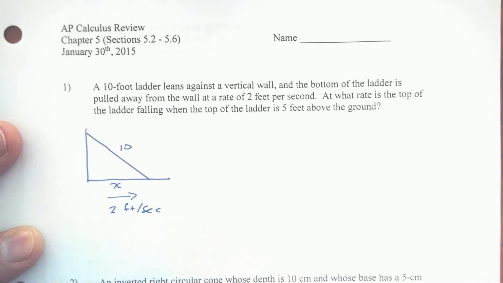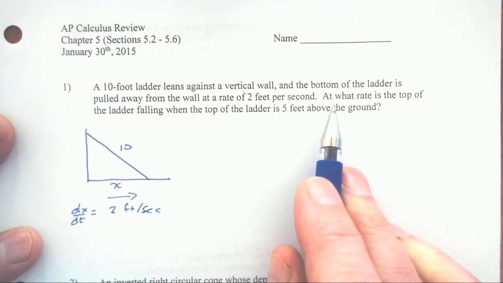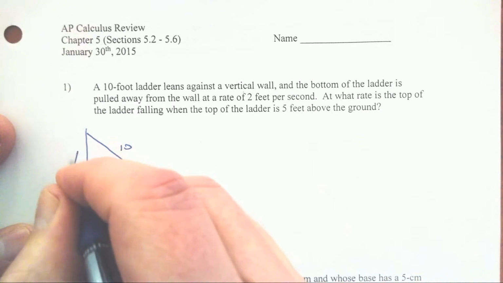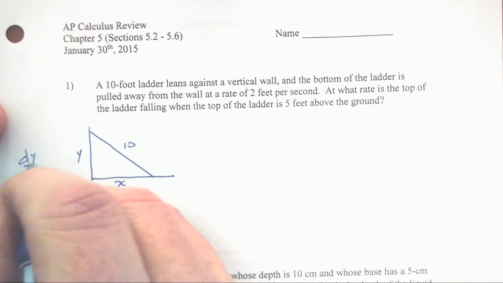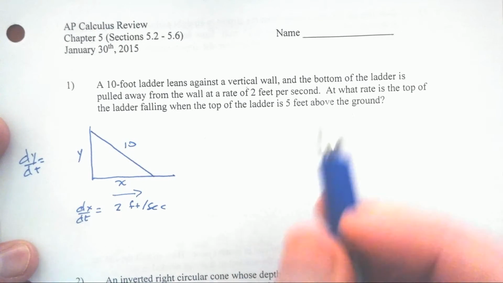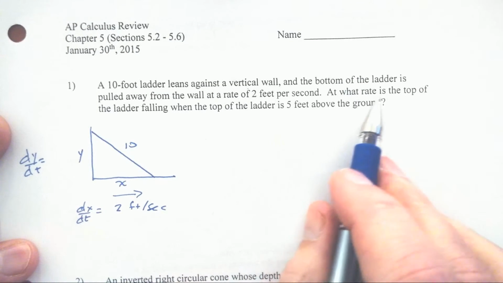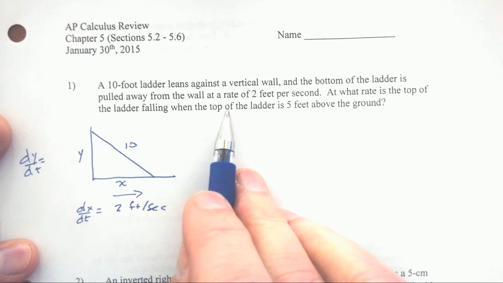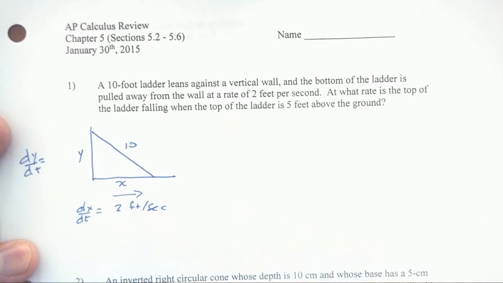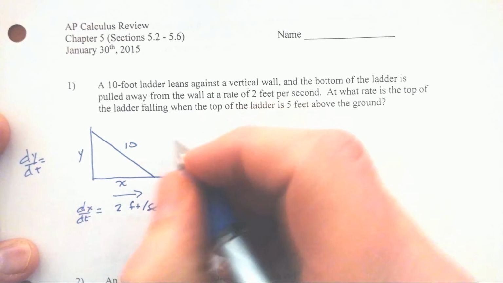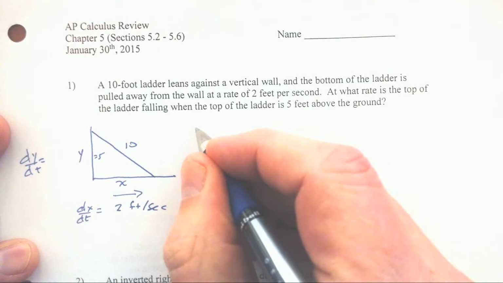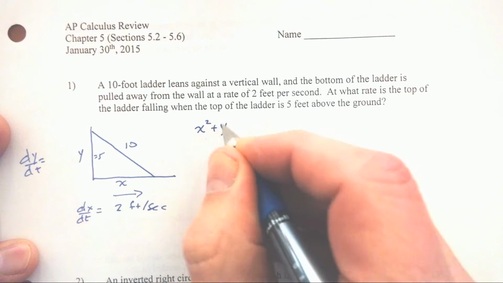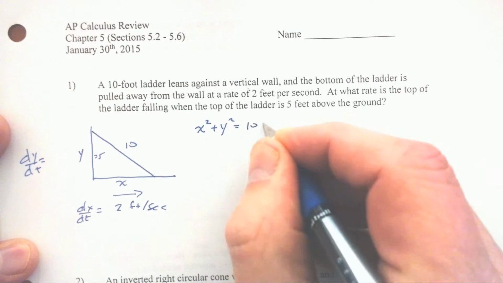I'm going to call this x. So this is dx/dt. At what rate is the top of the ladder falling? Y, so we're looking for dy/dt. We expect it to be a negative number if we keep track of all of our signs. At what rate is the top of the ladder falling when the top of the ladder is 5 feet above ground? So at some point we're going to have our y value equal 5. So this is clearly a Pythagorean: x squared plus y squared equals 100.